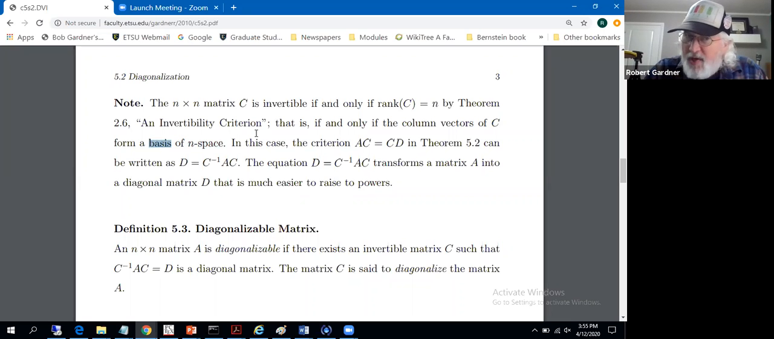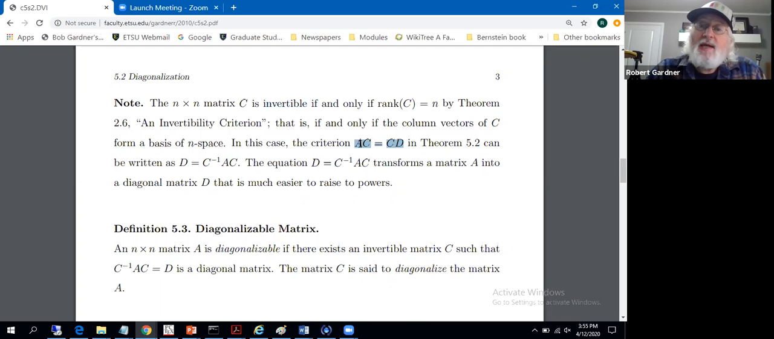But deep down, you know this stuff based on how you do computations and the kinds of problems we've done. Anyhow, so if the rank is n, then we've got a basis of n space. In that case, that matrix C is invertible, and you know how to find an inverse. So as long as rank of C is n, then we've got invertibility of C, and then we can take the equation.